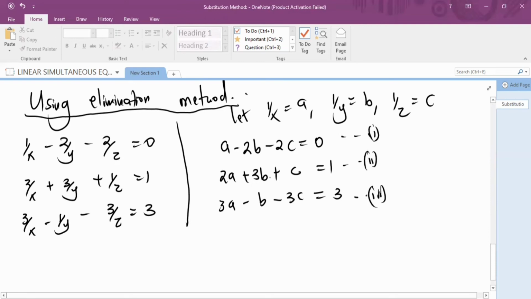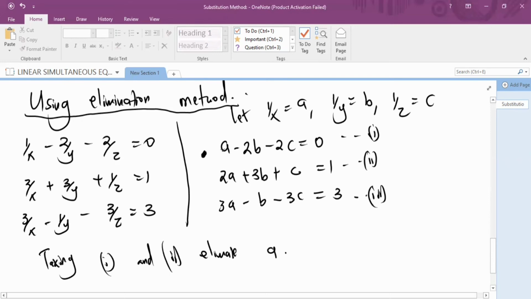Now solving using elimination, we basically want to eliminate either of the variables at any given point. So taking equation 1 and 2, I will use my equation 1 as a reference point. So taking 1 and 2, I will eliminate a. Now eliminating a basically means I am going to multiply with the coefficient so that this and this are the same. Now look at this. This is a and this is 2a. I want to make them the same so that I eliminate either by addition or subtraction. So I will make this 2a.